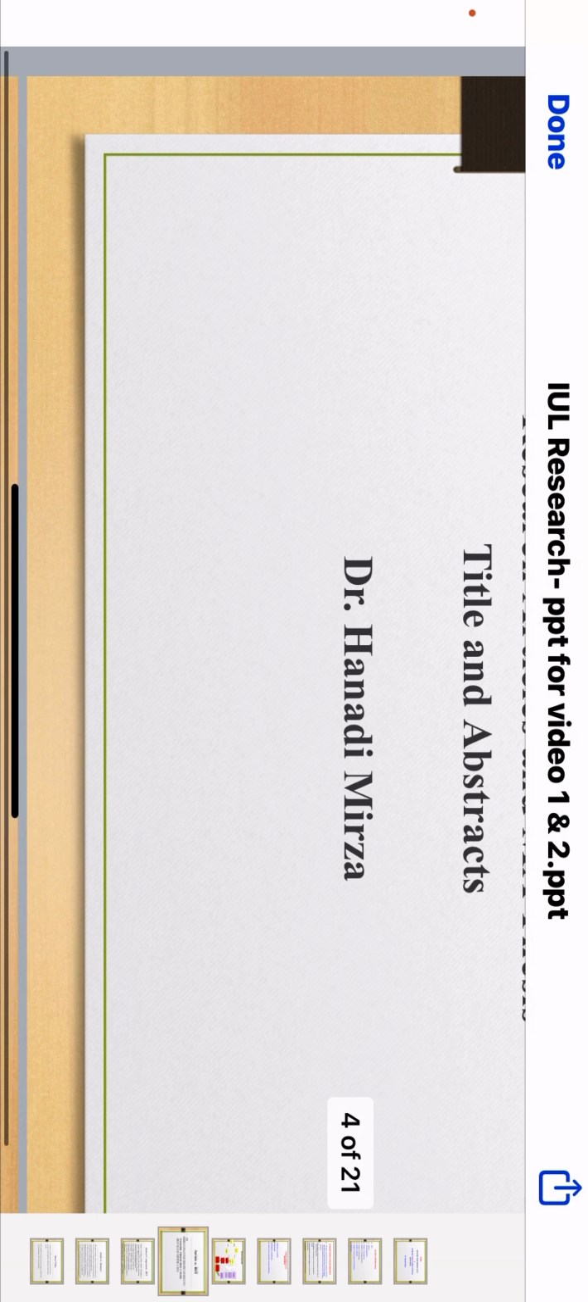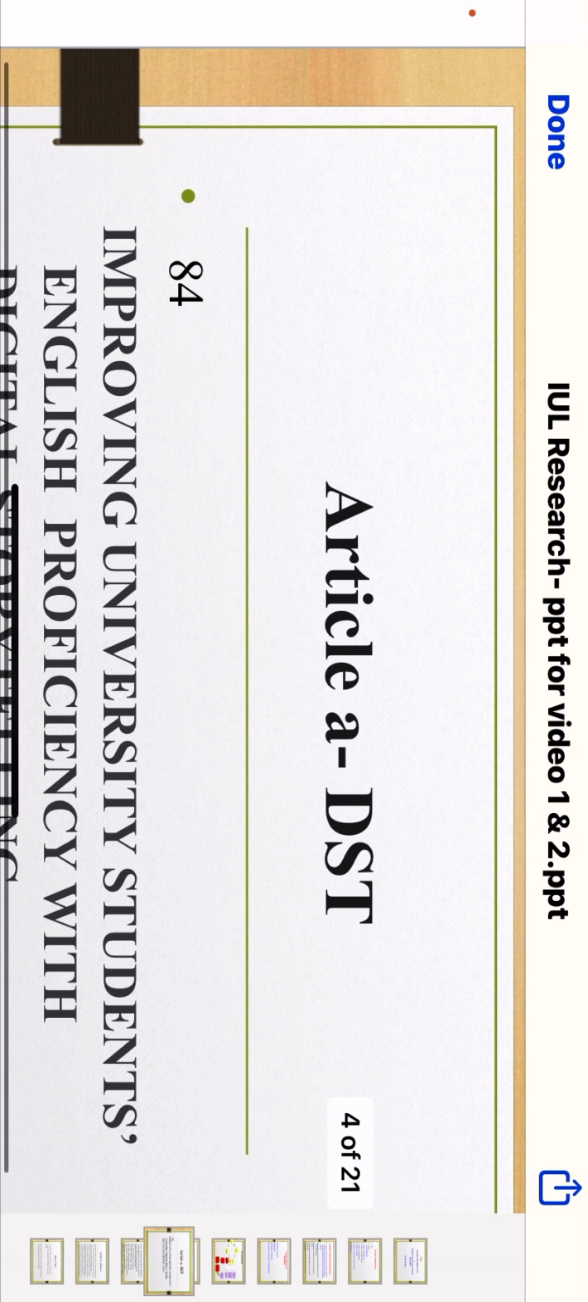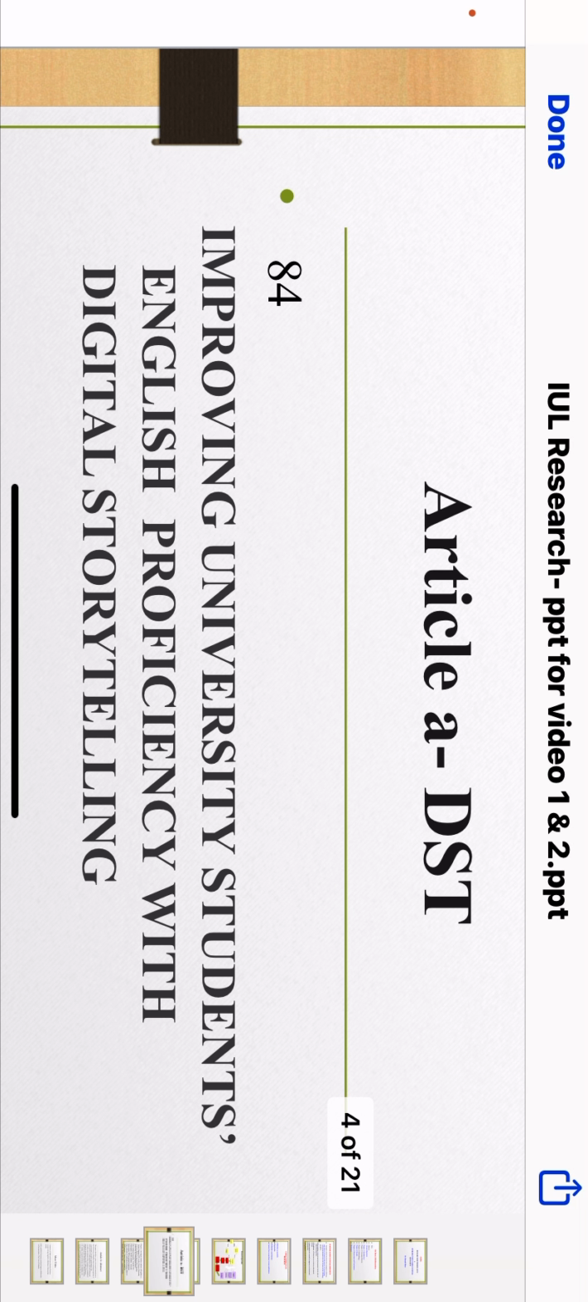Going to look at some research articles and master theses and try to understand the titles and abstracts. It's very important when we read the title to understand the different components of an article before even reading the whole thing.